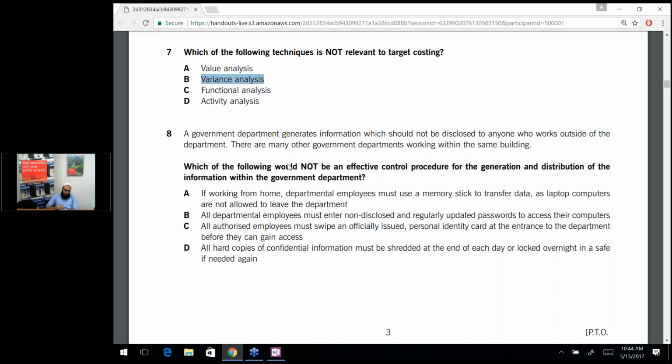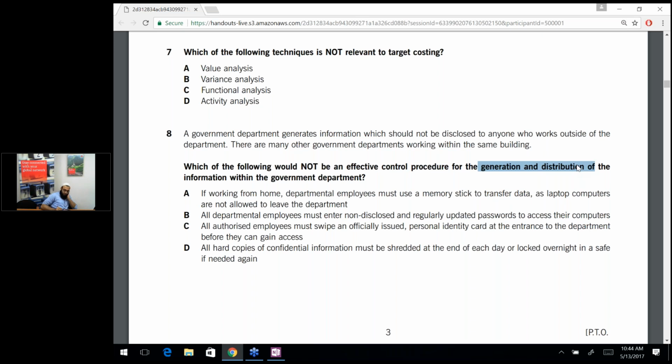There are many other government departments working within the same building. Which one of the following would not be...? Now this is once again a negative MCQ, I mean an MCQ which is using negative words like not. So the focus should be on the one option that is not achieving the purpose. Which of the following will not be an effective control procedure for the generation and distribution of information within the government department? Which option is not fulfilling this purpose of confidentiality?